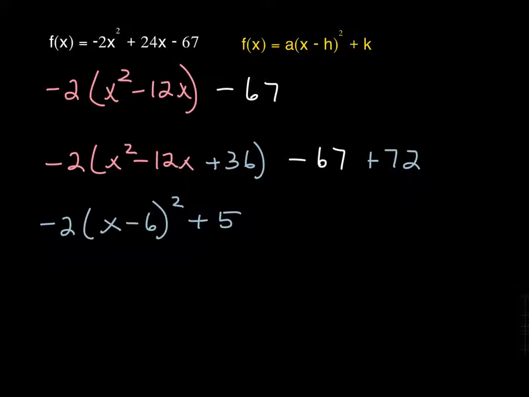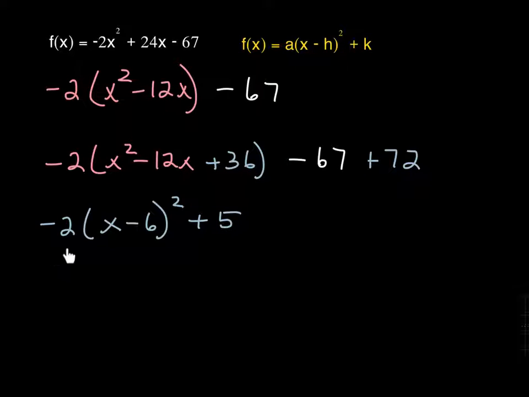So now all I've done here is simplify this equation. I already showed that this was going to be x minus 6 squared, and we can't take away that negative 2, because we have that in our original equation, so that negative 2 stays there. And then I just simplified these two terms, negative 67 plus 72 gives us a positive 5. And now we are exactly in the form that we needed it in.